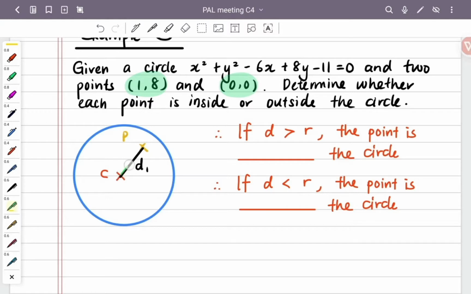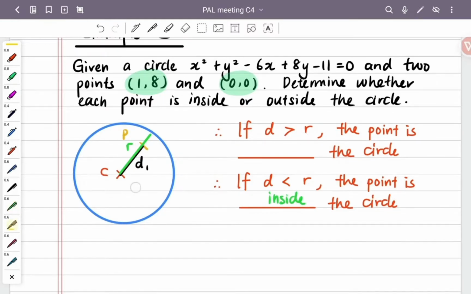Okay, known as this one. And then for every circle there will be radius. So this one will be the radius. So from here you can see if your D1 is less than your R, so it will be inside the circle. So here we can say if D is less than R, then the point is inside the circle.